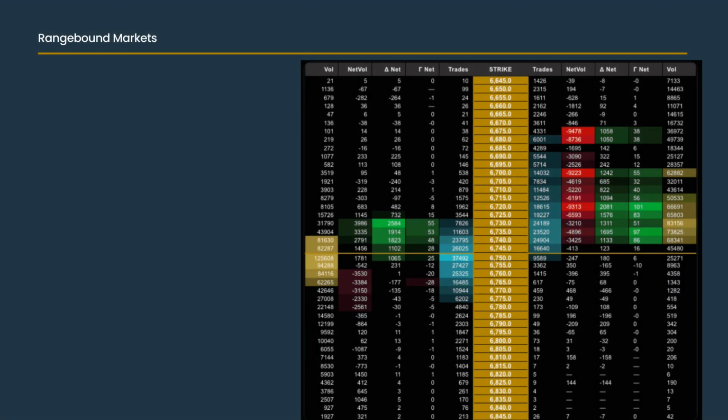When neither side dominates, the market transitions into a chop zone, a range-bound environment defined by call sellers capping the upside and put sellers supporting the downside.